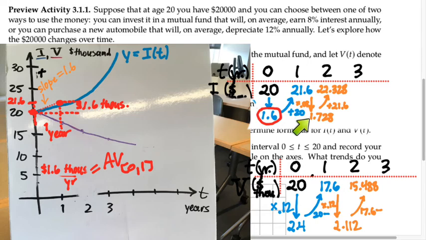What's going to happen to the average rate of change on the interval from 1 to 2 compared to the interval from 0 to 1? It'll be higher. So what's happening to the slopes? They're getting steeper. Exactly. They're increasing, they're getting steeper.